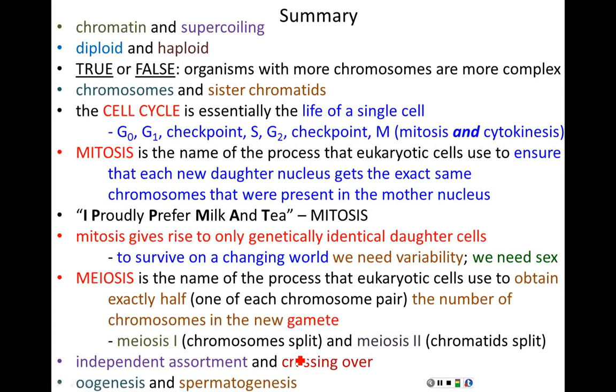We ended today's lecture talking about how eggs are made in the human or mammalian animal. This is the process of oogenesis, and we talked about spermatogenesis as well.